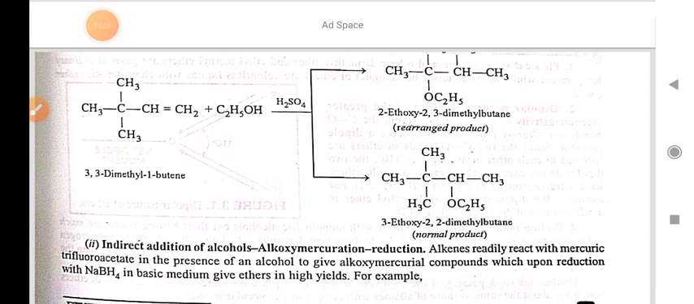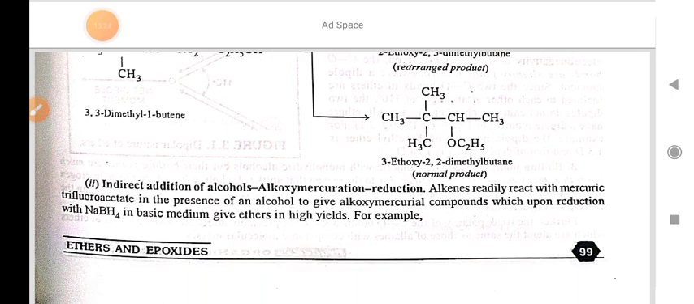For example, 3,3-dimethyl-1-butene on reaction with sulfuric acid and ethanol gives 2-ethoxy-2,3-dimethylbutane, which is a rearranged product, and 2-ethoxy-3,3-dimethylbutane, which is a normal product. Second, indirect addition of alcohols: alkoxymercuration reduction.